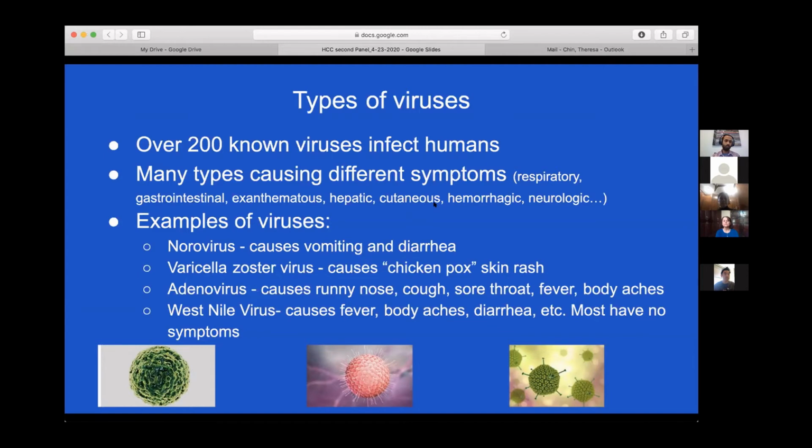Common examples of viruses include norovirus, which usually causes vomiting and diarrhea, varicella zoster virus, which causes your common chickenpox that many of us have had, adenoviruses, which can cause runny nose, cough, sore throat, fever, and body aches, and then West Nile virus, which can cause fever, body aches, diarrhea. But actually, most patients who are infected with West Nile virus tend to have no symptoms, but those that do usually get the fever, body aches, and diarrhea.